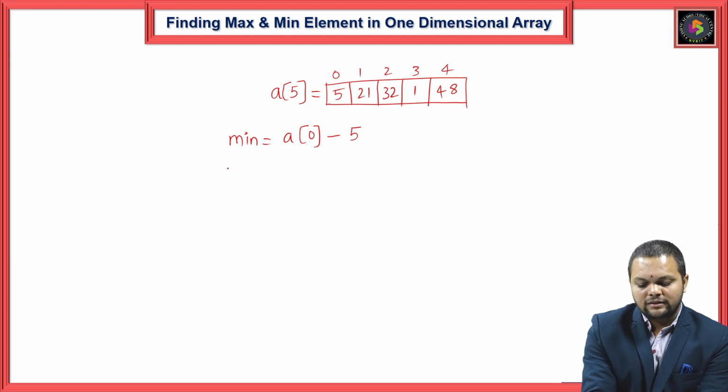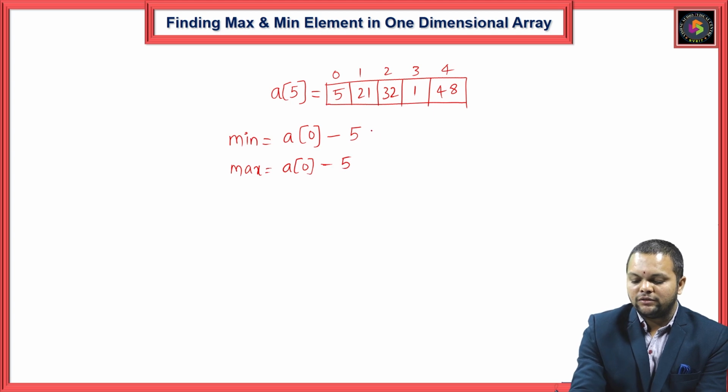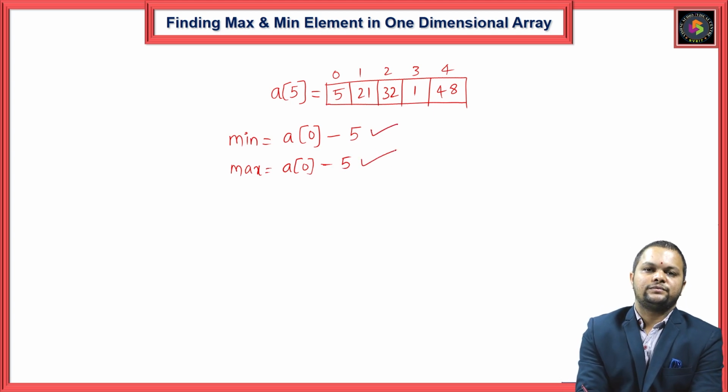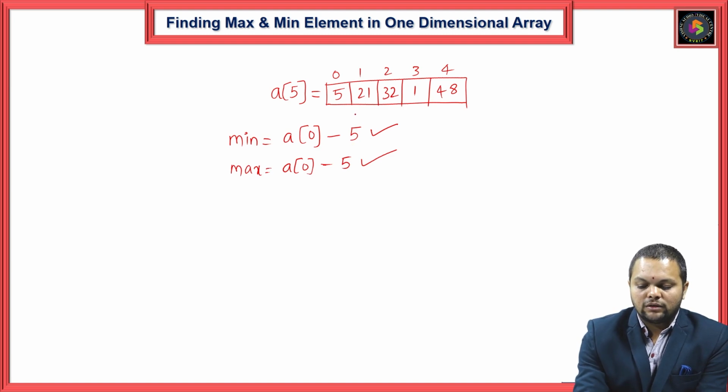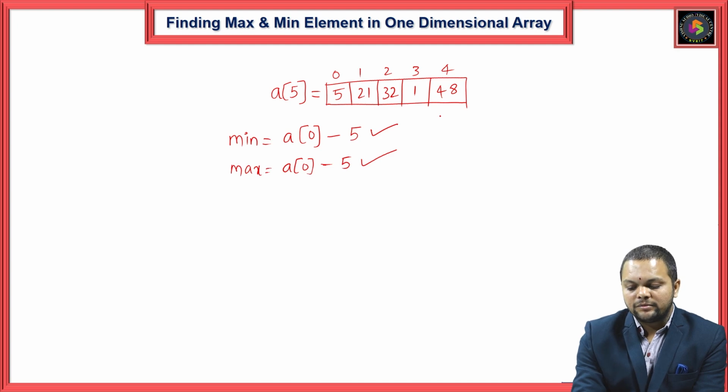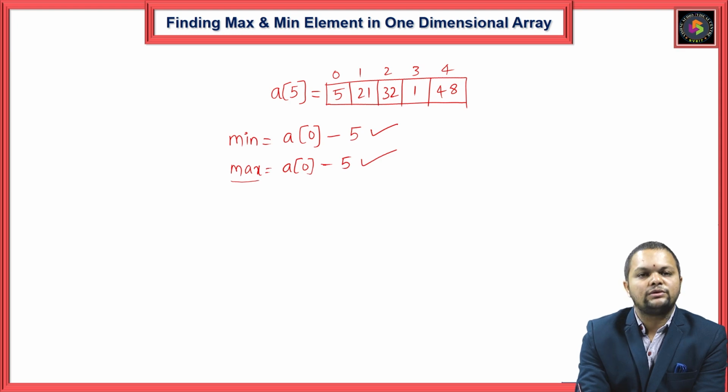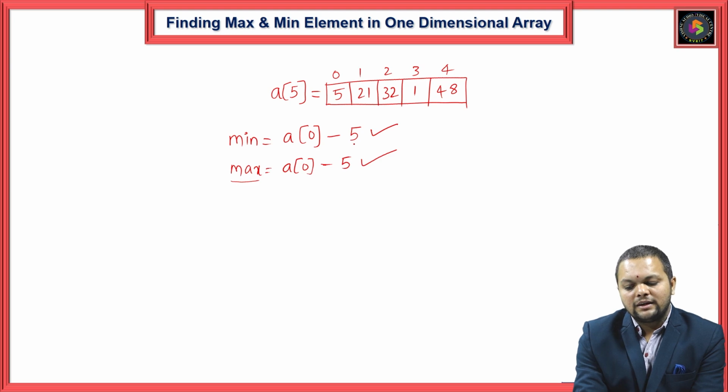And the next thing is the maximum. Maximum is also a of 0. So the minimum value is 5, and the maximum value is also 5. I need to make sure that I check this 5 with all the elements. If something is greater than 5, then I'll change the maximum value to that something. And if something is less than 5, then I'll change the minimum value to that something.